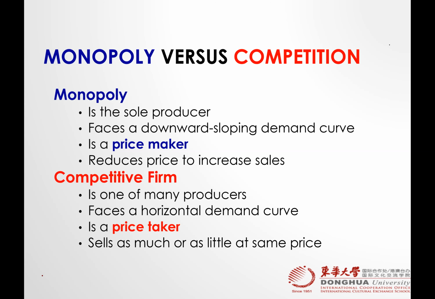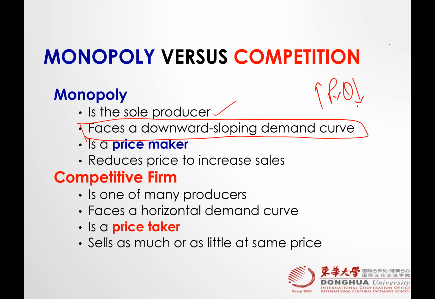So, monopolist versus perfect competitive firm. We talked about how the monopolist is the sole producer of the good. So the monopolist cannot control its revenue because of the law of demand. If price rises, quantity goes down. So it faces a downward sloping demand curve. By doing this, we call the monopolist a price maker. And if the monopolist wants to increase its sales, it should reduce the price, right? So that its quantity will go up.